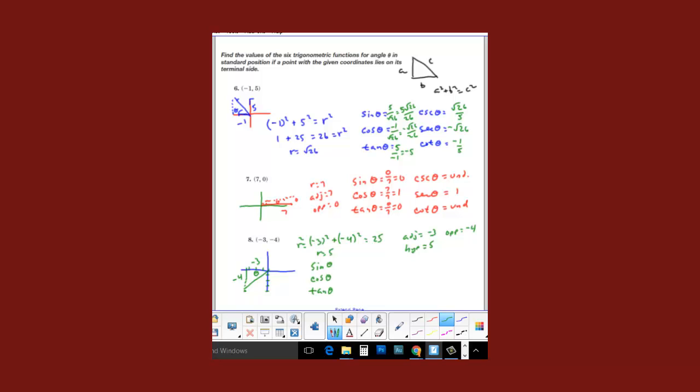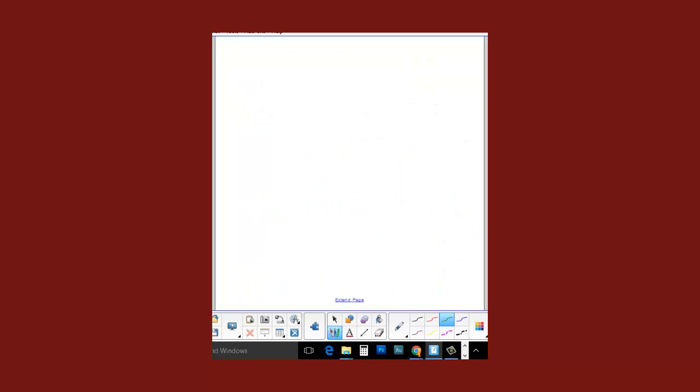So we set up the ratios. And since this is in the third quadrant, we have all-star trig class. T is in the third quadrant. So we're going to see that tangent ends up positive and sine and cosine end up negative. Sine ends up -4 over 5, which means that cosecant is -5 over 4. Cosine is -3 over 5, which means that secant is -5 over 3. Tangent is -4 over -3, which makes the positive 4/3. And then cotangent is going to be 3/4.